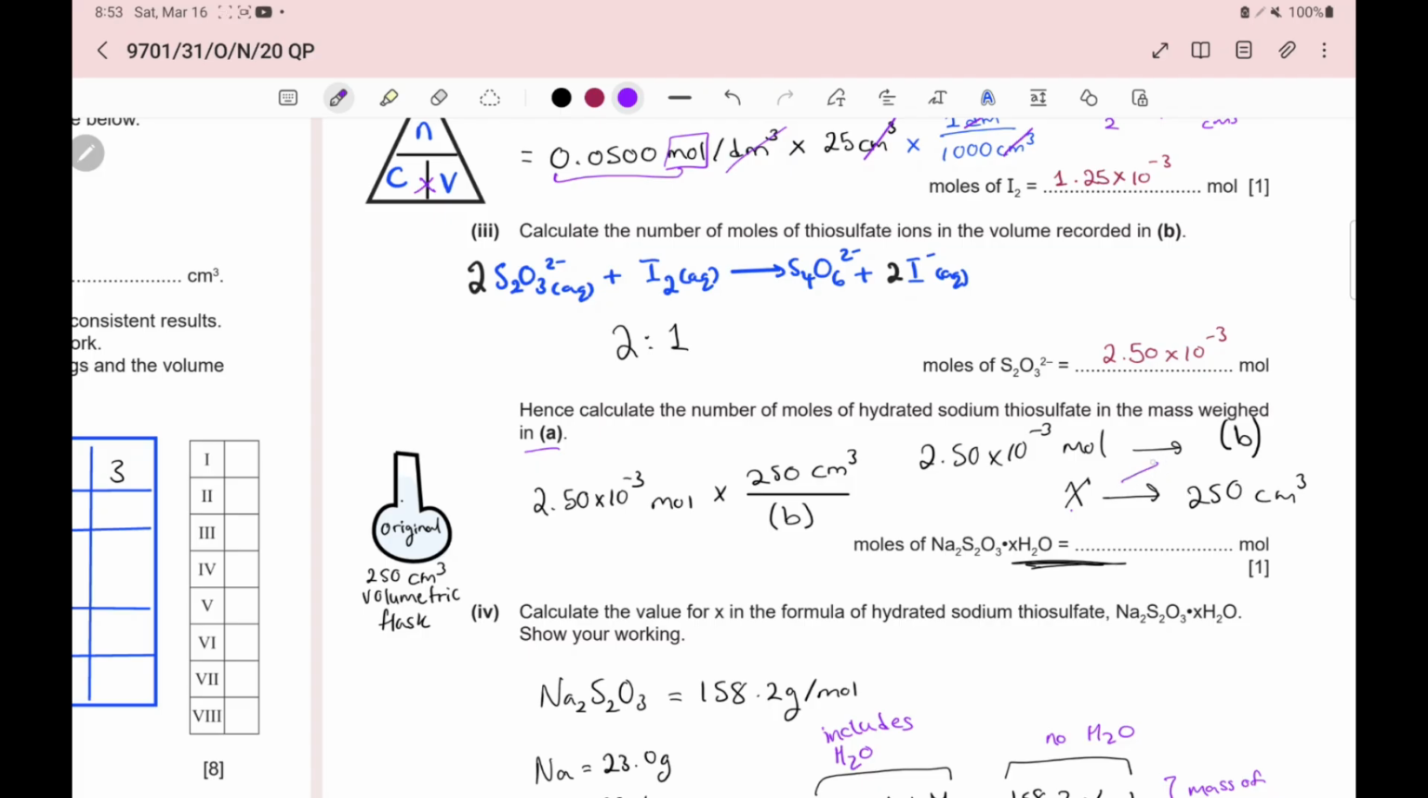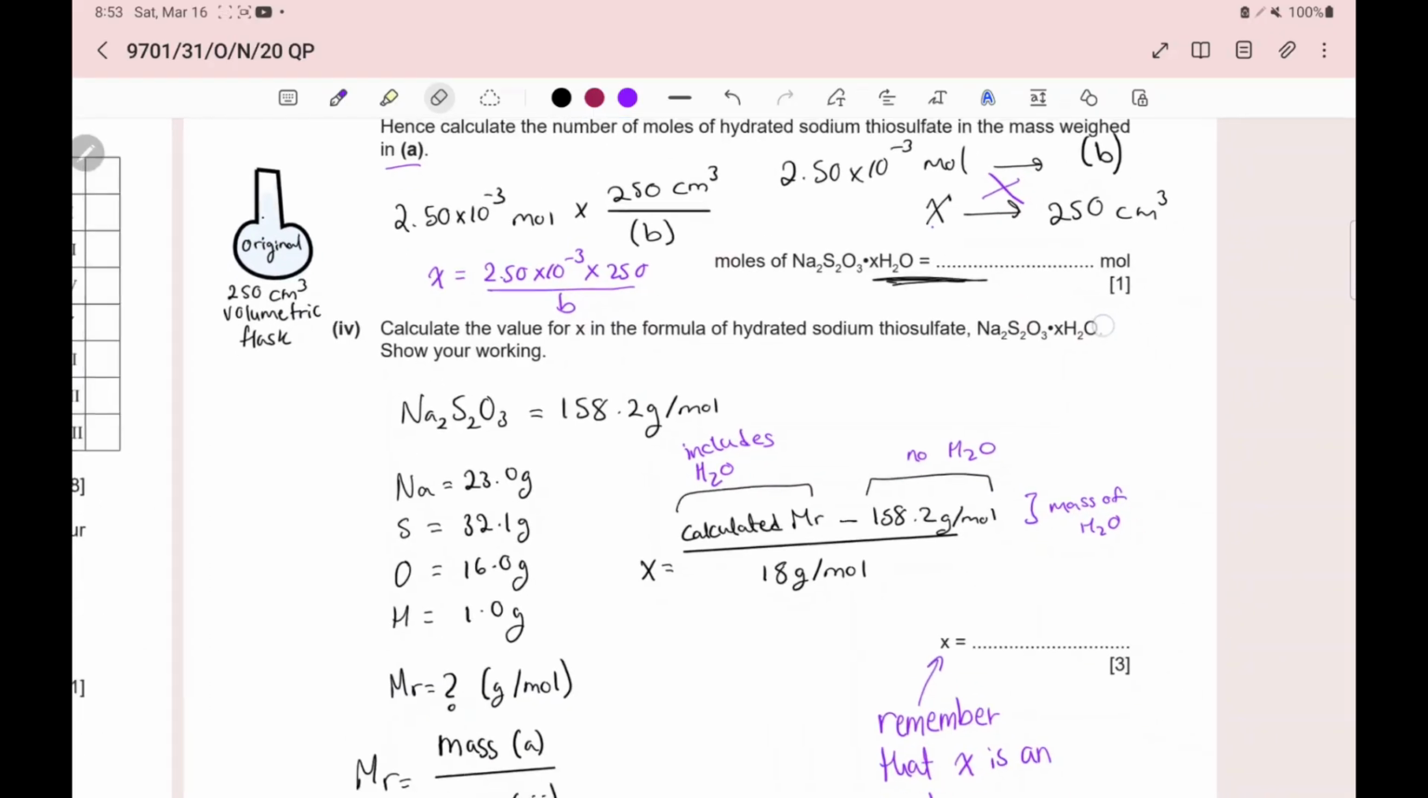Then we're going to cross multiply. So B times X is equal to 2.5 times 10 to the negative 3 times 250, and we're going to solve for X. We're going to move the B to the other side, so it'll become divided by B, and that will just be X, right? So that's what you have to do, and you'll get the moles that they're asking for.